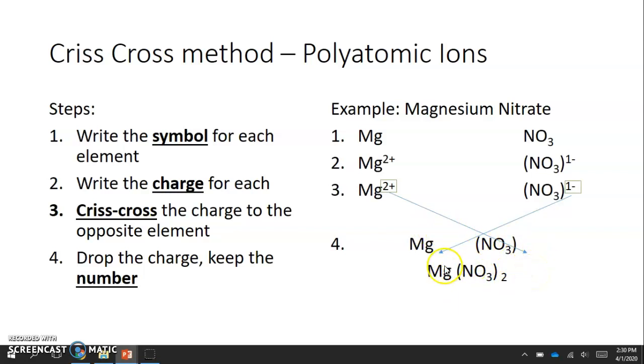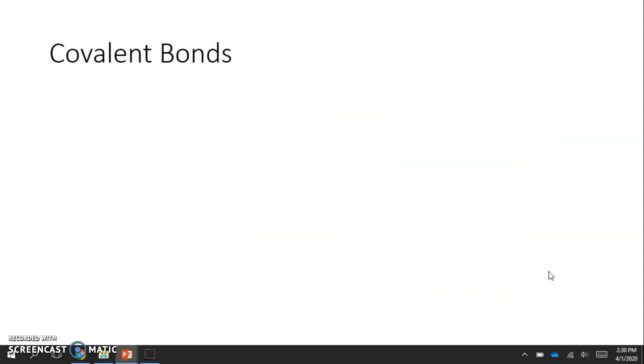Okay, so that means for this to even out, right? Because remember, our ionic compounds are neutral. For the magnesium, we would need 1 atom of magnesium, and we would need 2 of the polyatomic nitrates. Okay, so we've done ionic, we've done polyatomics.